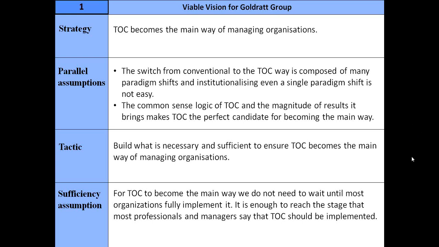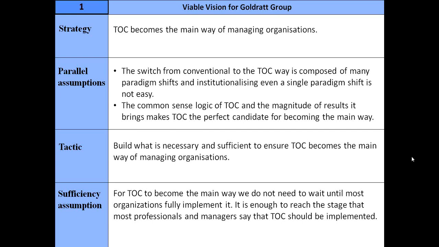So there are many paradigm shifts that are happening in TOC, and that has made it difficult sometimes for people to be able to motivate others to do it or even successfully implement it, because they have to overcome the resistance to huge change in how things are done in some cases. The common sense logic of TOC and the magnitude of results it brings makes TOC the perfect candidate for becoming the main way. We've seen this for applications in operations or production, distribution, supply chain, project management, marketing and sales.